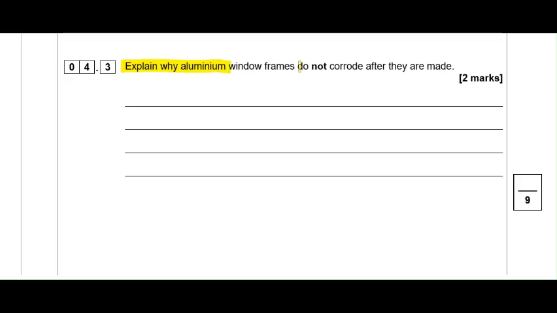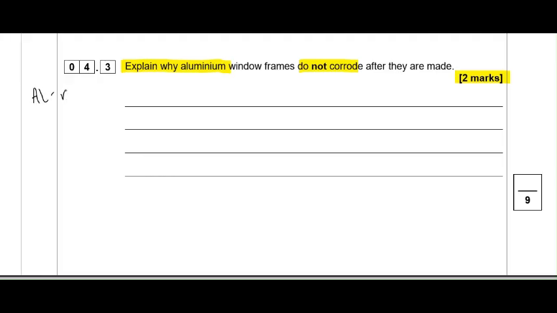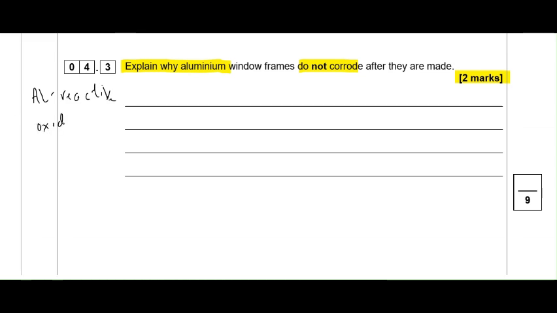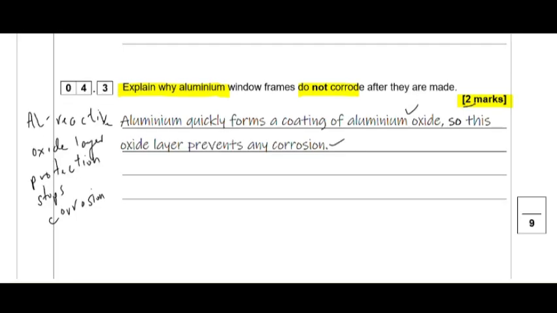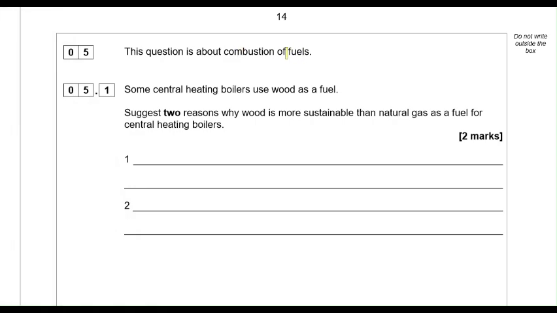4.3. Explain why aluminium window frames do not corrode after they're made, and this is for 2 marks. Now, aluminium is a very reactive metal compared to other metals in the reactivity list, and as soon as it's formed, it forms an oxide layer, and this aluminium oxide layer offers protection for the aluminium, and so therefore it no longer corrodes. So in order to get the marks for this question, aluminium quickly forms a coating of aluminium oxide for 1 mark. It's an explain question, so we need a connective word, so this oxide layer prevents any corrosion. 2 marks.